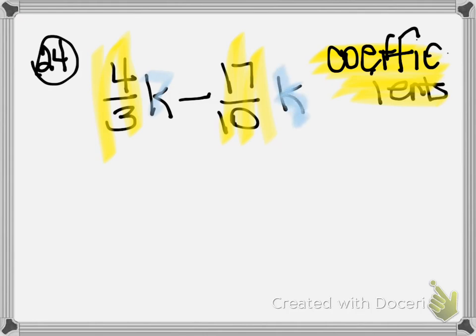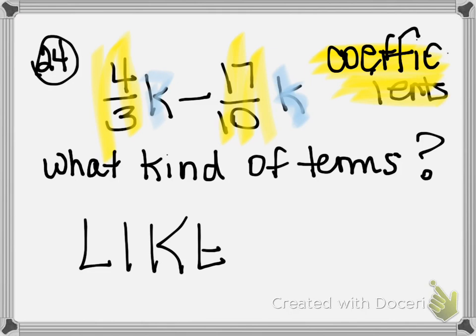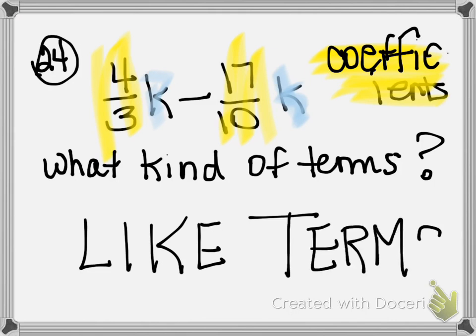Are the variables the same? Yes. Are the exponents the same? Yes. Then that means they are what kind of a term? What kind of terms have the same variables with the same exponents? Look at your notes. See if you have it. What kind of terms are these? They are like terms. If you said like terms, you are absolutely correct. Like terms. We can combine like terms.